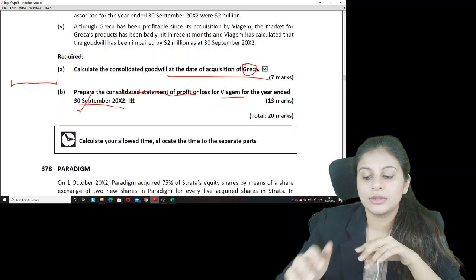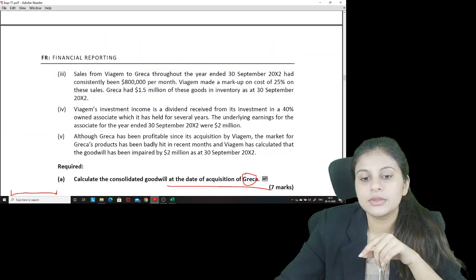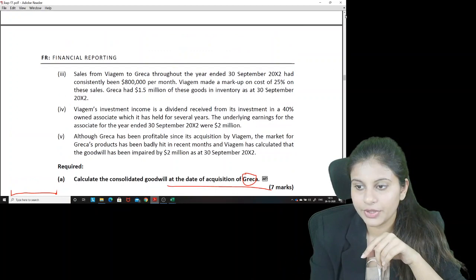So what is the date of acquisition now? Let's look into that. Date of acquisition.